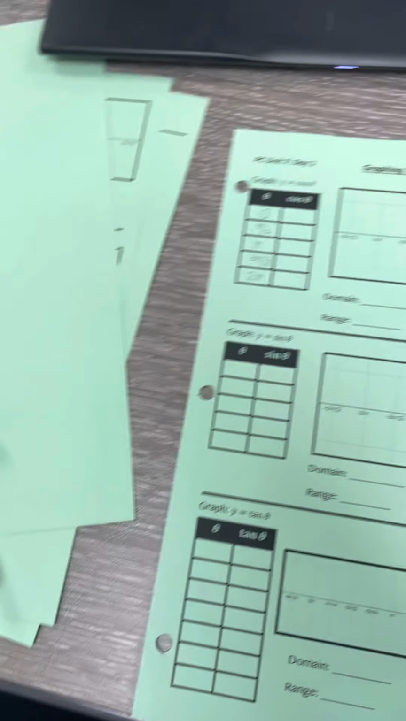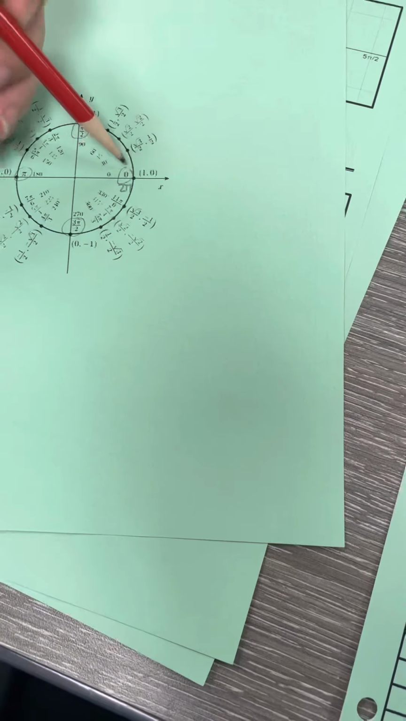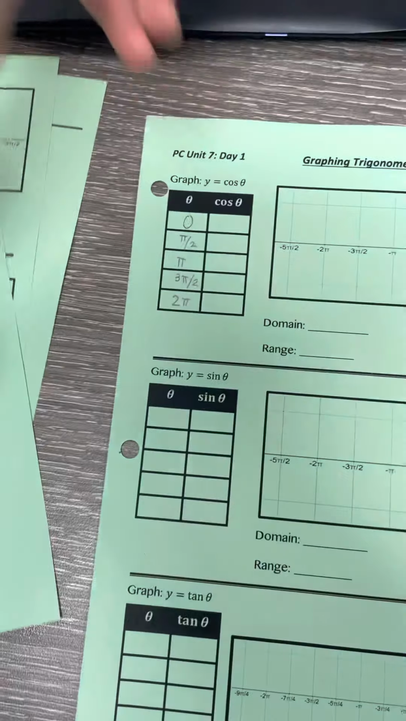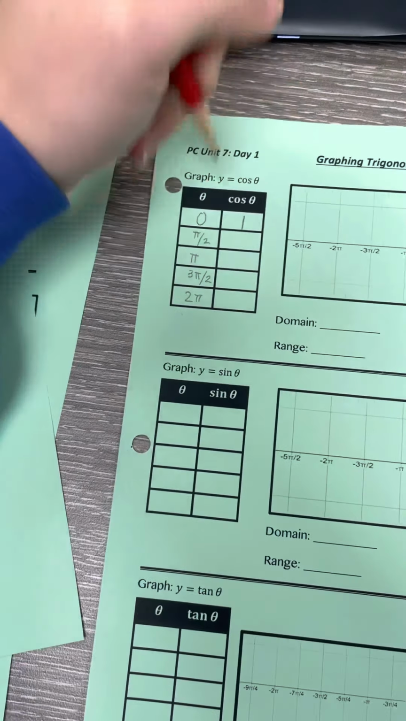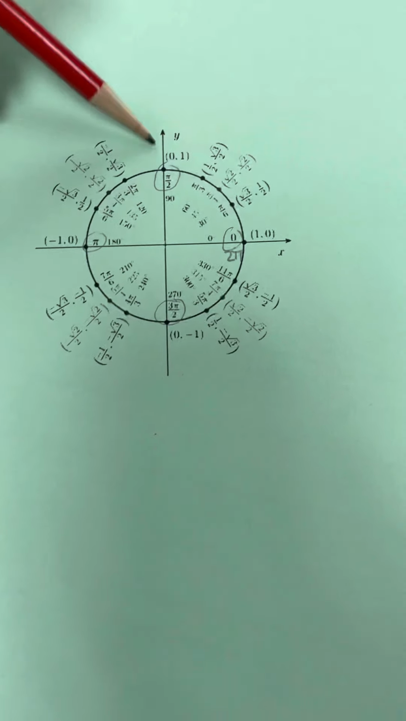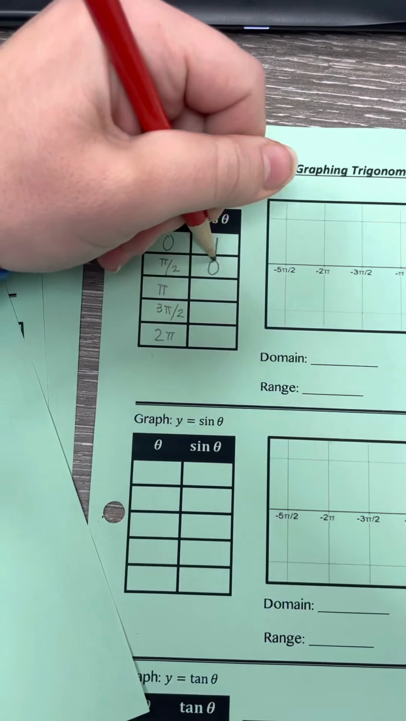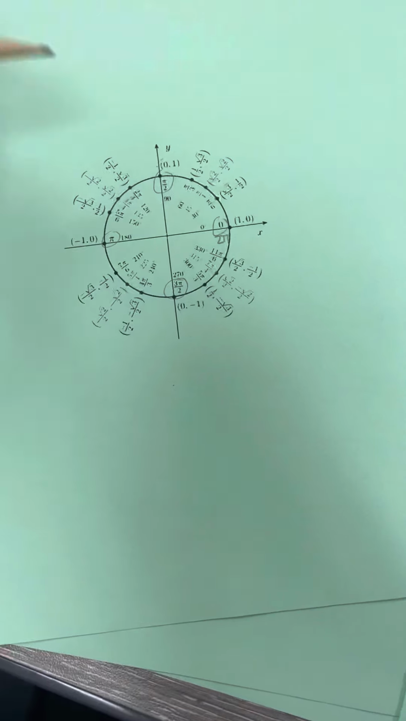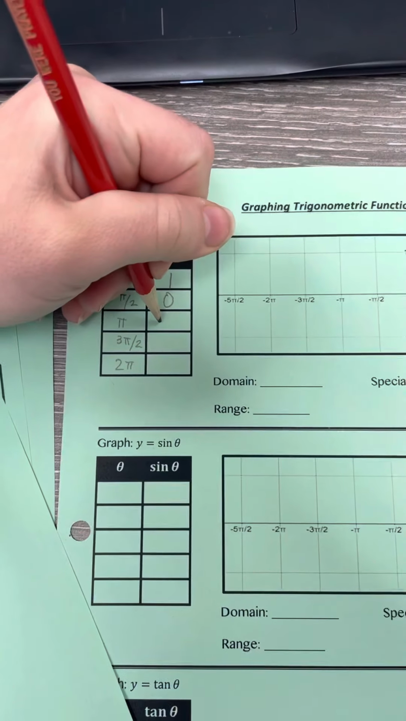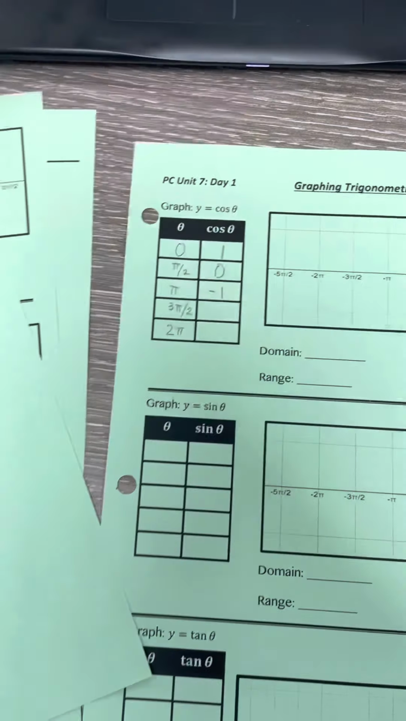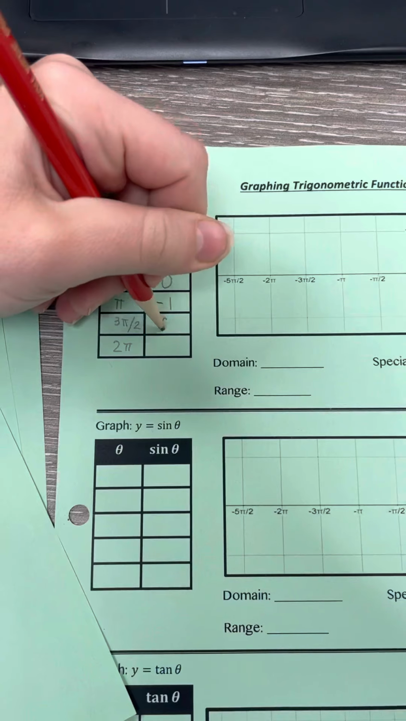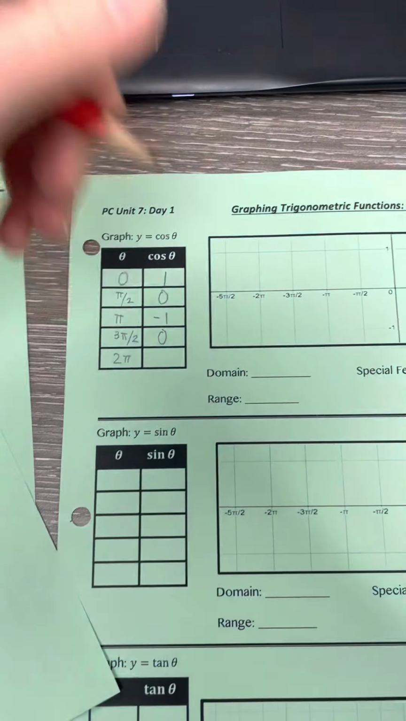All right, so since we're talking about cosine, cosine on the unit circle is always represented by the x value of that coordinate. So at 0, the x value is 1. At pi over 2, our x value is 0. At pi, our x value is -1. At 3 pi over 2, our x value is 0. And back at 2 pi, the x value is 1.